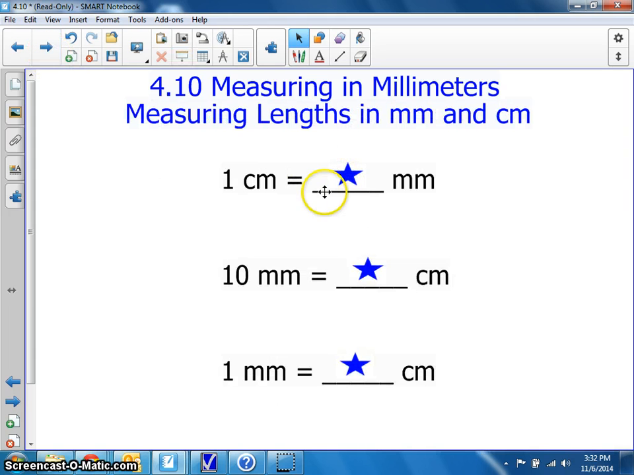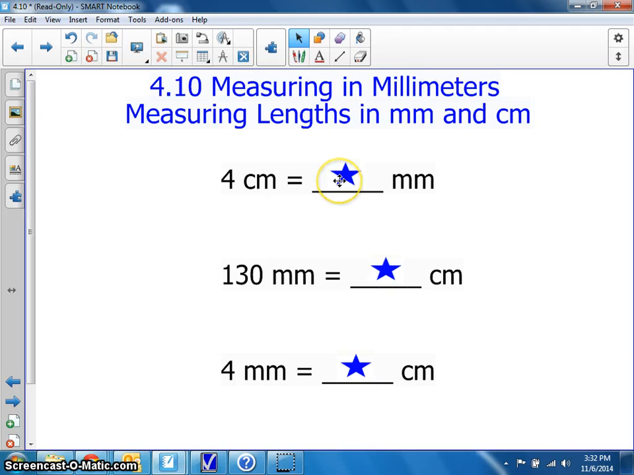Okay, this is our focus today. Can you do kind of what we're doing in class? Can you go from centimeters to millimeters or millimeters to centimeters? 1 centimeter is 10 millimeters. 10 millimeters is 1 centimeter. 1 millimeter is 1/10 of a centimeter. There's 10 of these in a centimeter, so it's 1/10 of it.